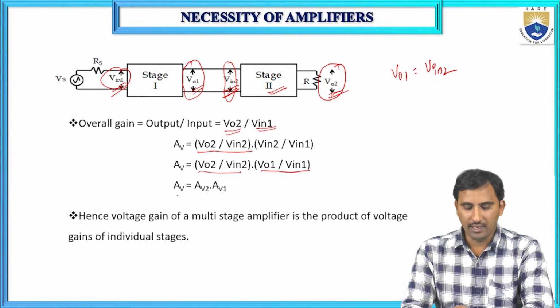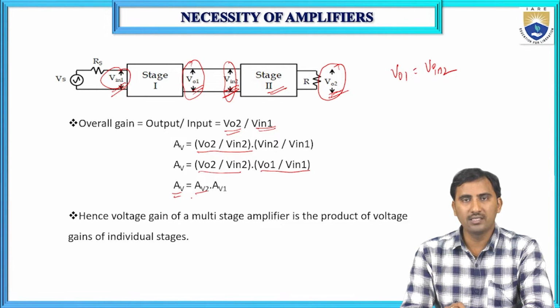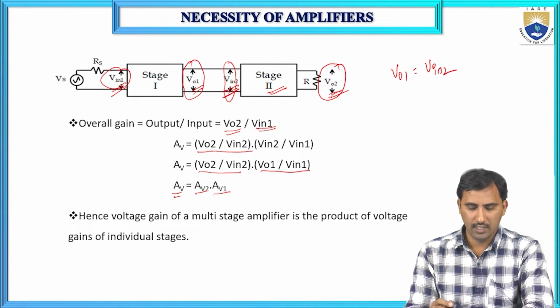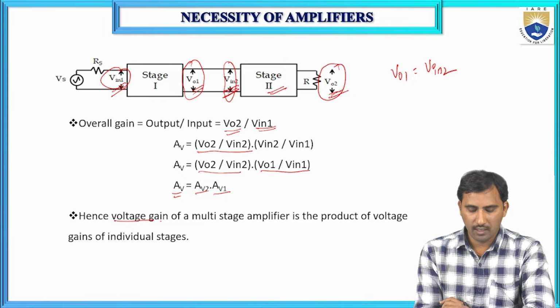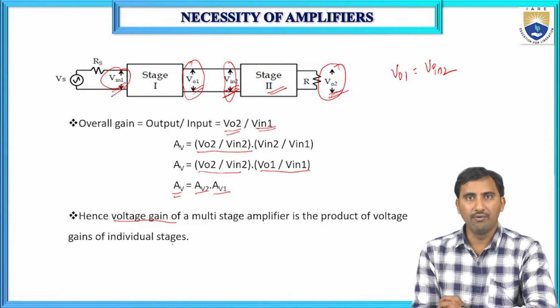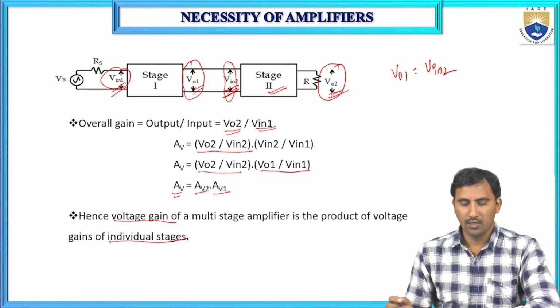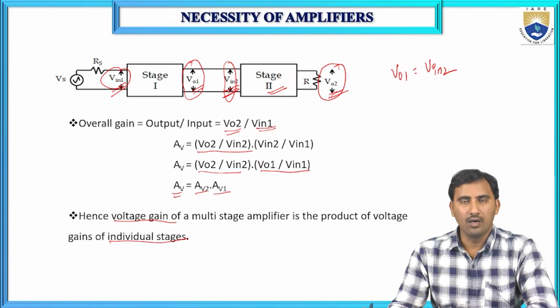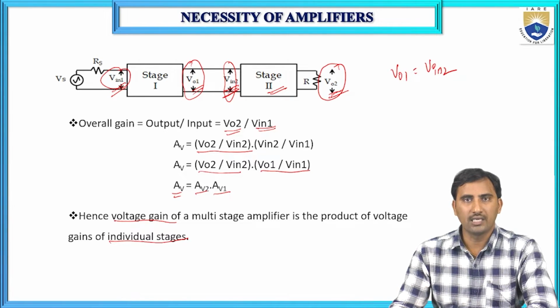So finally the overall voltage gain AV is equal to AV2, the voltage gain of the second stage, multiplied with the voltage gain of the first stage. So this is the overall voltage gain. In this way we can calculate the overall voltage gain for a multi-stage amplifier. Hence the voltage gain of a multi-stage amplifier is the product of the voltage gains of the individual stages.